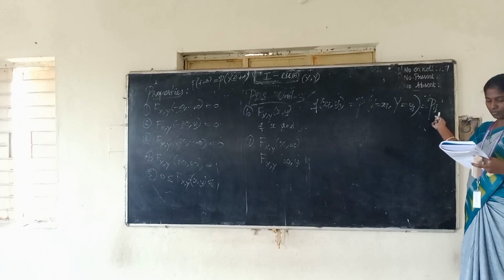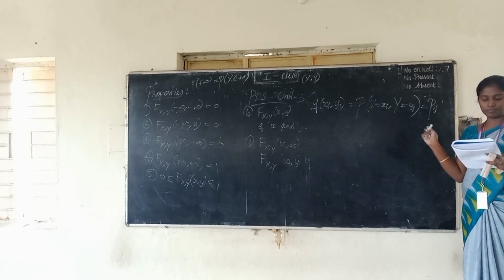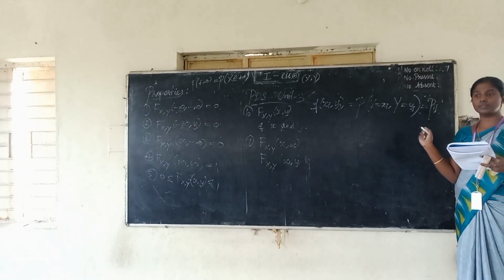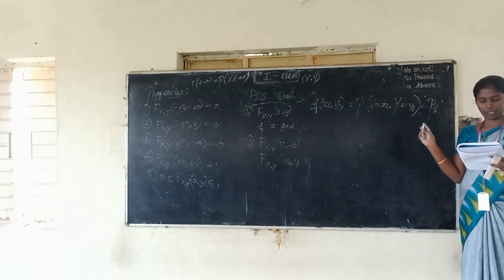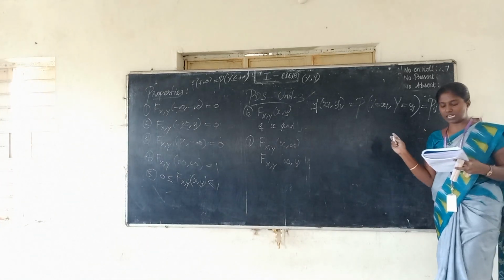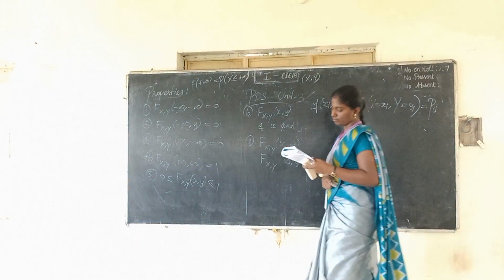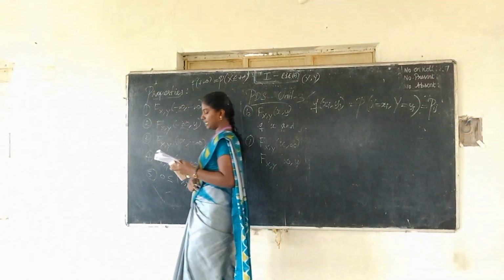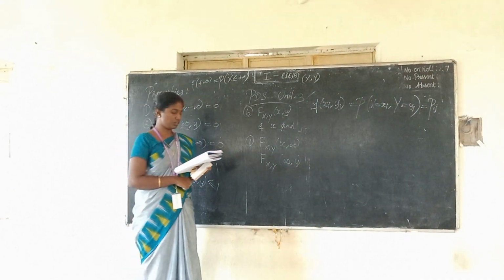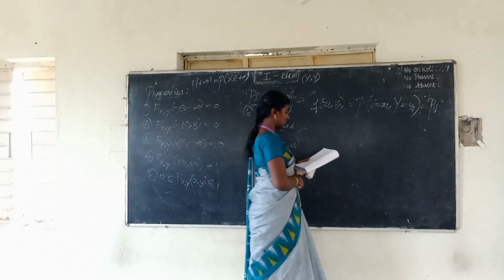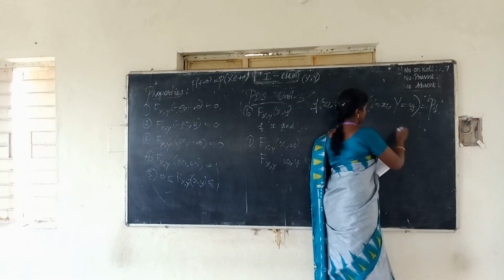Pij is called joint probability mass function. Joint probability mass function of (X, Y).